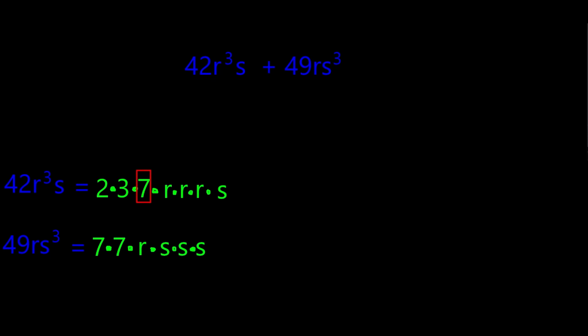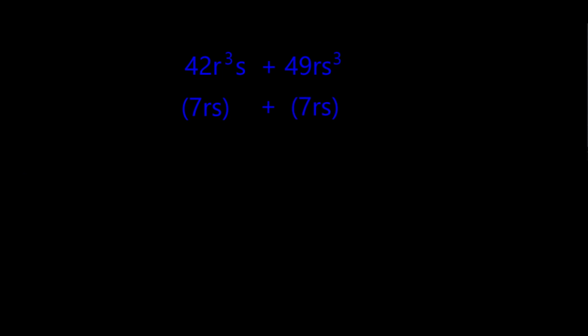7 is a common term among the prime factors. R and s are also common among the prime factors. So the GCF would be 7rs. We need to write between brackets 7 times rs below 42 times r cubed times s. We bring down this sign, then write 7rs between brackets below 49 rs cubed. What could we multiply by 7 to give 42? The answer is 6. We write r raised to the power of 2 beside 6 to multiply by this single r to get r raised to the power of 3.